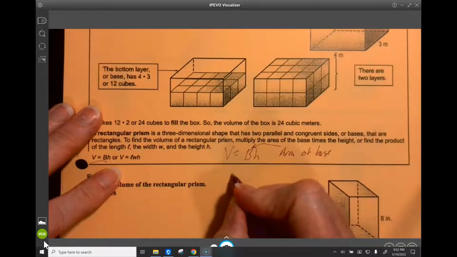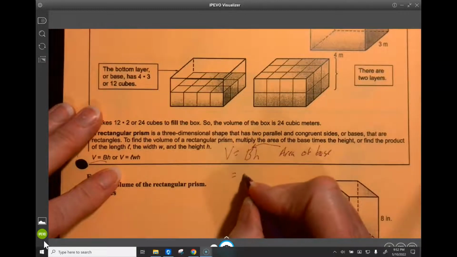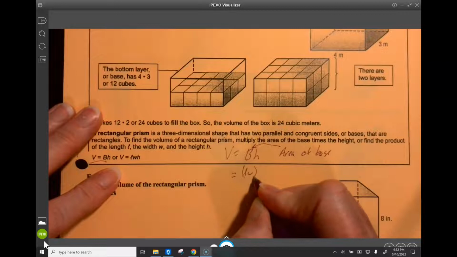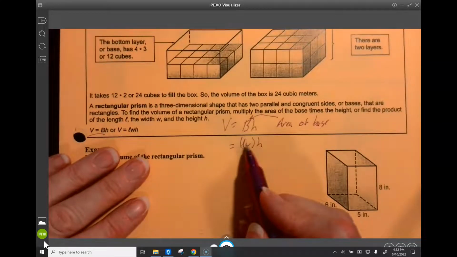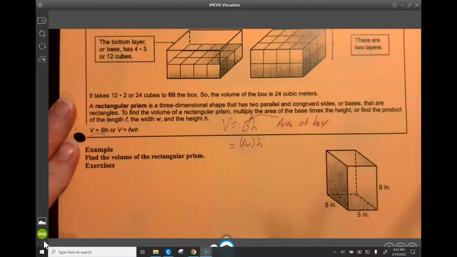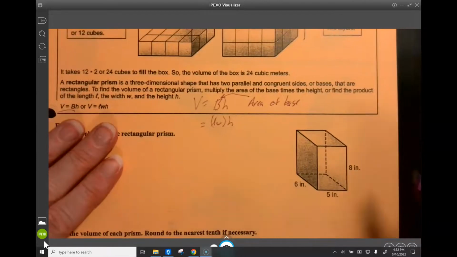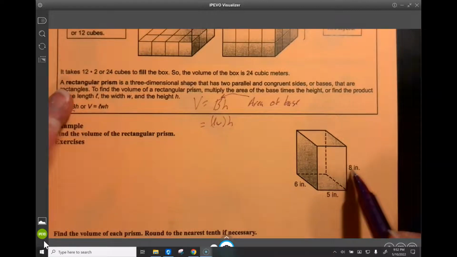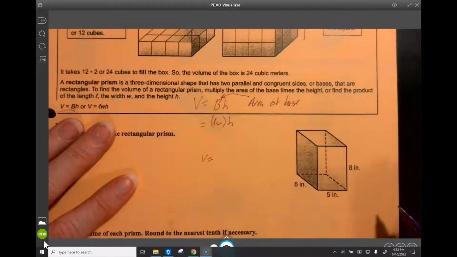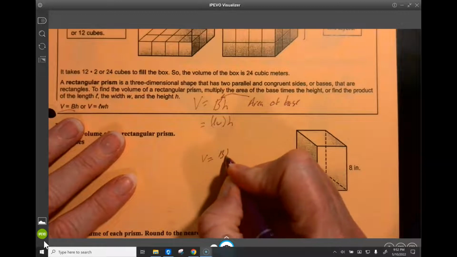For a rectangular prism, the area of the base is a rectangle, so it's going to be length times width times height. Okay? Or base times height, but length times width times height. That's all we have to do. So right here we have the length, the width, and the height. So all we do is we multiply. Volume is equal to the area of the base times the height.